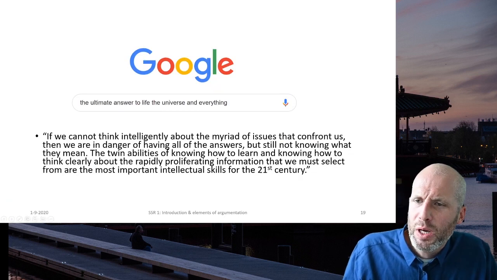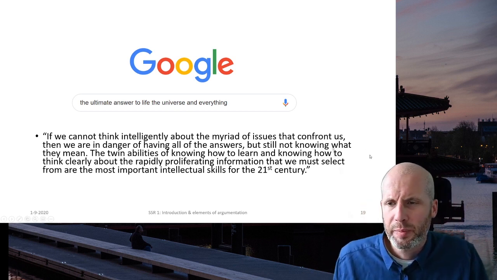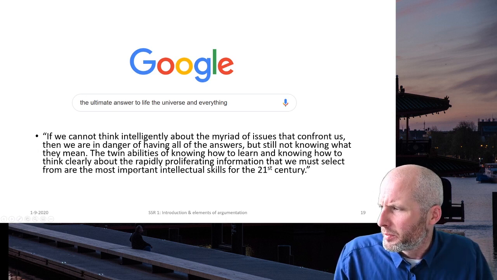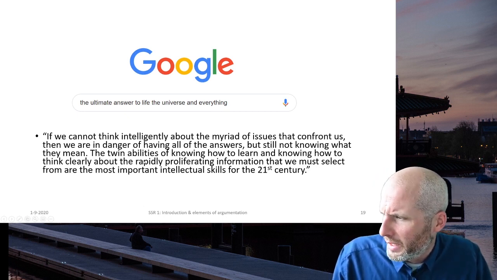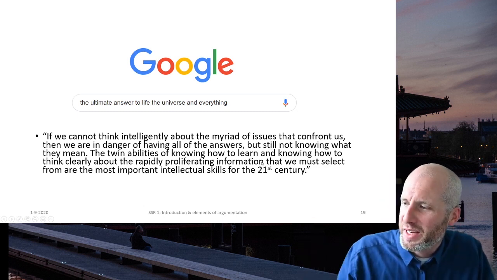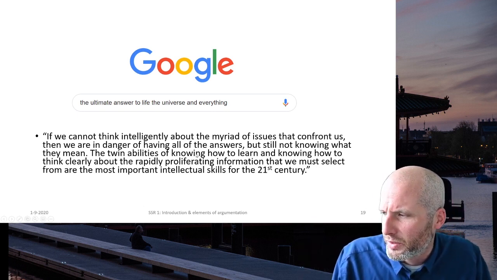All right, the reason why we need to learn this, as is described in the second chapter for today, I'm going to read the quote to you. If we cannot think intelligently about the myriad of issues that confront us, then we are in danger of having all the answers but not knowing what they mean. The twin abilities of knowing how to learn and knowing how to think clearly from the rapidly proliferating information that we must select from are the important intellectual skills for the 21st century.